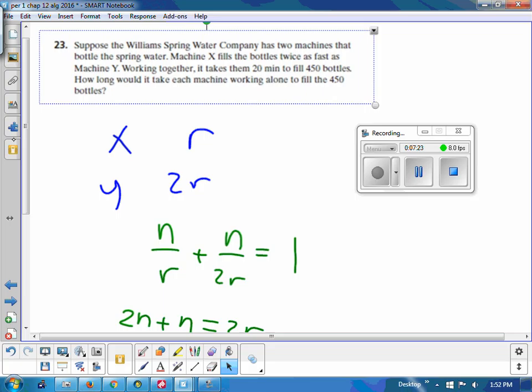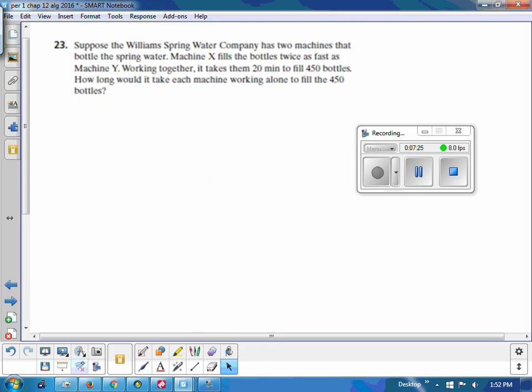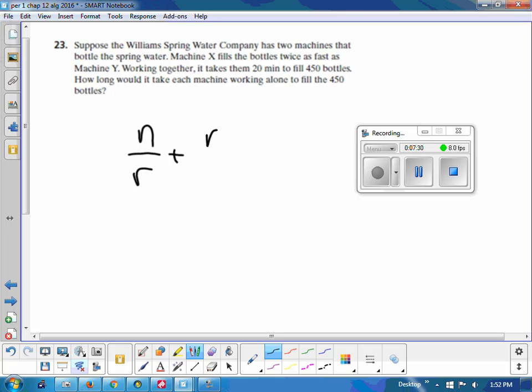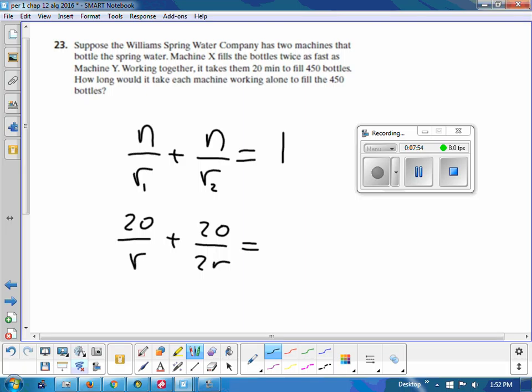So this was a little tricky. We learned today that if you take the total time divided by the rate plus the total time divided by the rate, rate 1 and rate 2, that equals the whole job being completed. But they do this backwards. They tell us that we know the time is 20 minutes. We don't know the first rate, but we do know that the second rate is 2r. And that's going to equal the whole thing done.